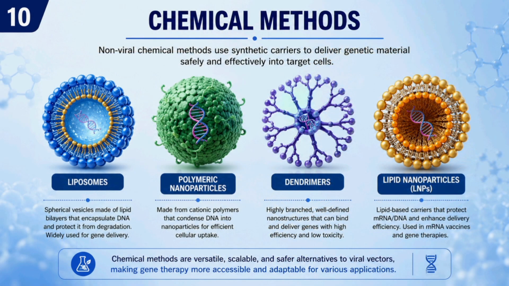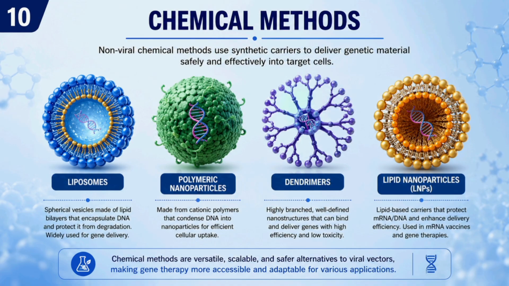Chemical methods of gene delivery. Now let us discuss the most common chemical method, that is liposomes. Look at the first image. Liposomes are tiny spherical vesicles made of lipids. Since the cell membrane is also made of lipid, the liposomes easily fuse with the cell membrane and release the DNA inside the cell. Example: think about a soap bubble carrying a small object inside it. The bubble reaches the destination, bursts, and releases the object. Liposomes work in a similar way.